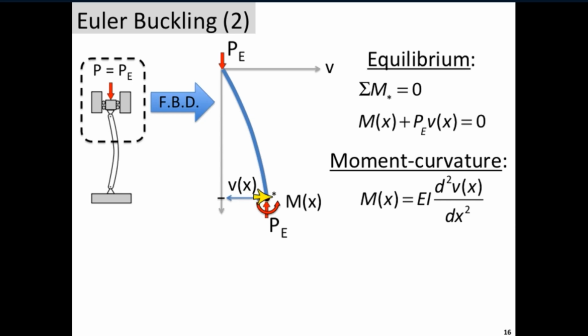So we've got two things we can work off of. First, just equilibrium. If we sum moments about the base here, so here's the base, A star, and I sum the moments, well, what have I got here?